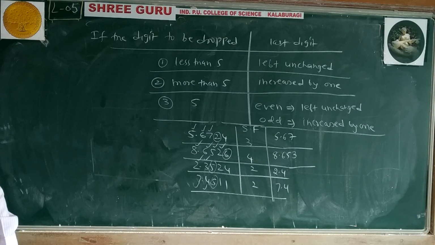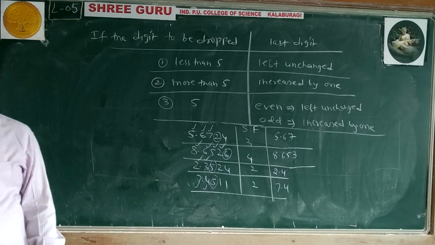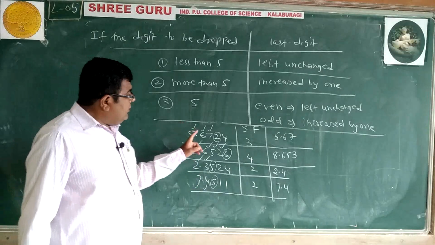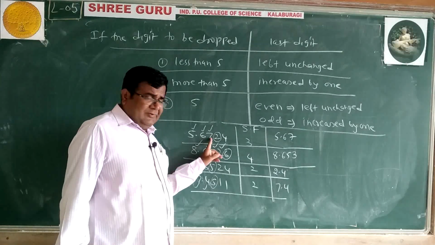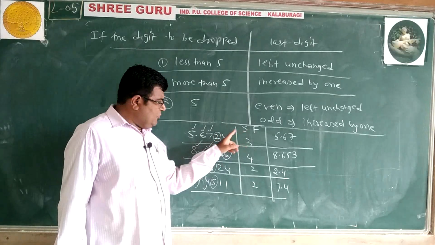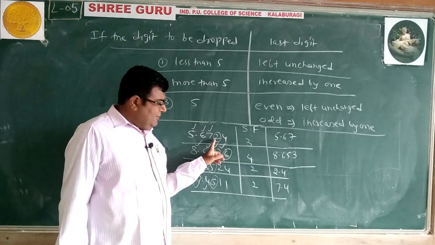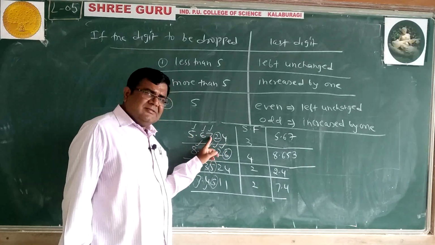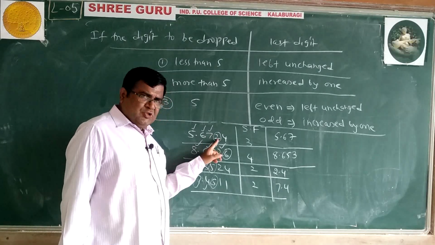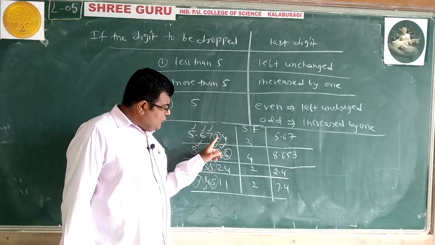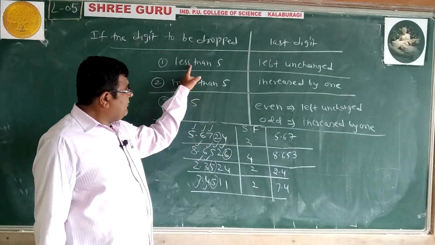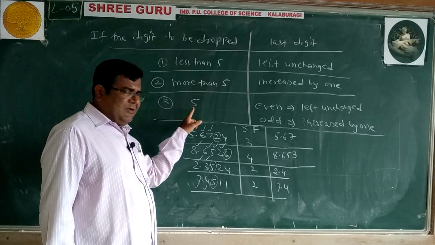5.67, 8.653, 2.4 and 7.4 should be our answer. The digit which is to be retained is given by the question: how many significant figures we should have in this answer? Then we should keep those figures, and apart from those figures, the next figure is to be dropped. If it is to be dropped, there are 3 possibilities: less than 5, more than 5, or 5.